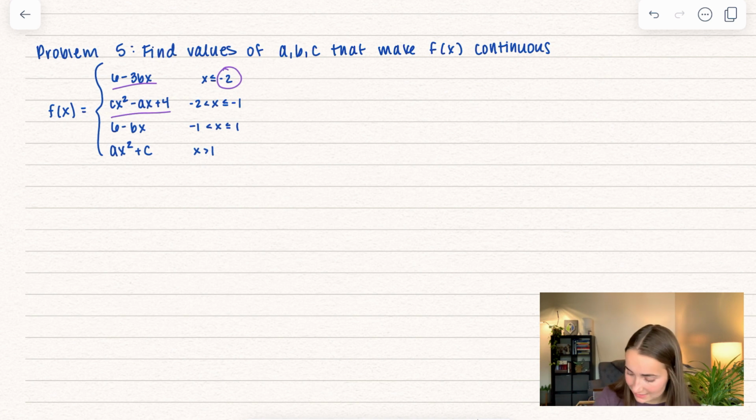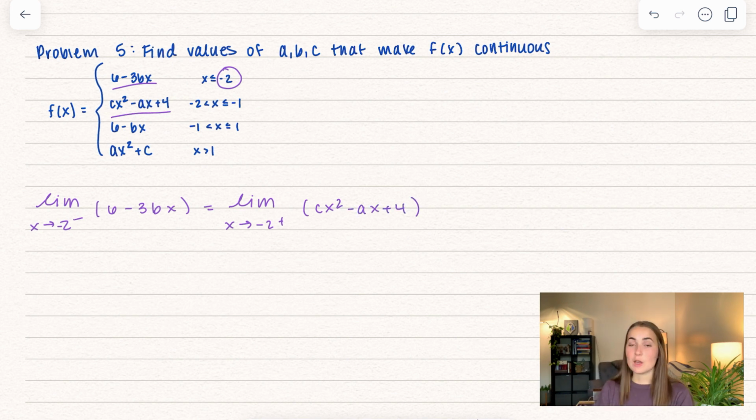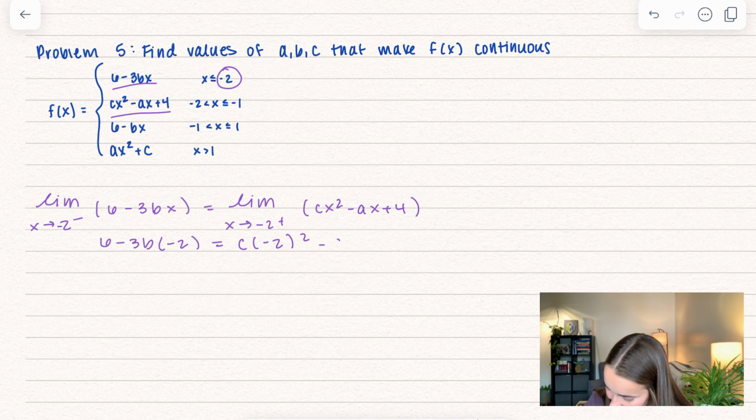So how I would write this out as a limit is I would take the limit as x approaches negative 2 from the left side, and I would take the left side of that function. So when x is less than or equal to 2, we have 6 minus 3bx. And I said this has to be equal to the limit as x approaches negative 2 from the right side, and now I take the right side, and that is cx squared minus ax plus 4. So now I can apply the limit. I'm going to just use direct substitution. I get 6 minus 3b times negative 2 is equal to c times negative 2 squared minus a times negative 2 plus 4. I'm going to go ahead and simplify that out a bit.